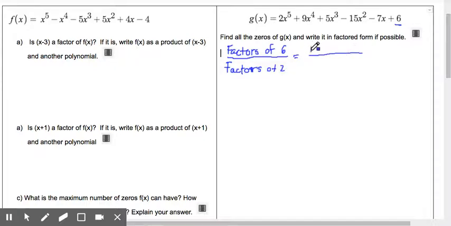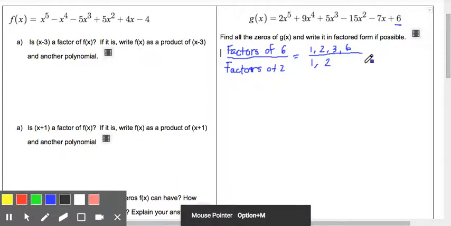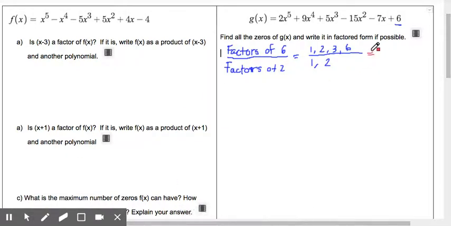Okay, so for 6, the factors are 1, 2, 3, and 6, while the factors of 2 are 1 and 2. So if we make our list, from this, we'll say that our list will include 1 over 1, 1, 2 over 1, 3 over 1, 6 over 1. So that's going to be 1, 2, 3, and 6. And also 1 half. We'll also include 1 half.